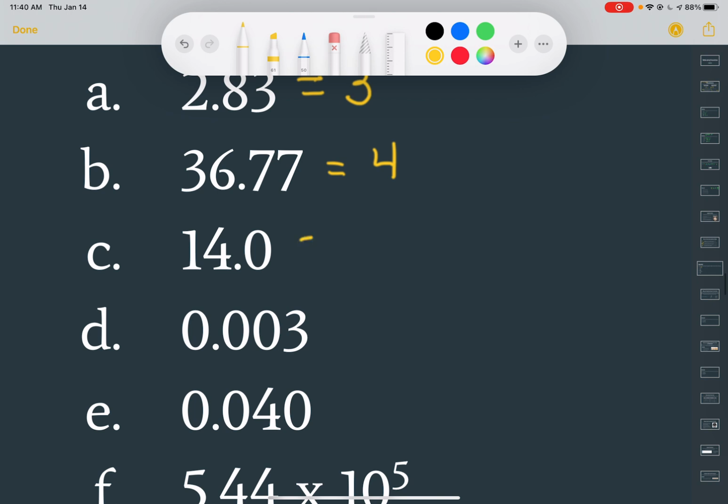This one, 1 is significant, and 4, obviously, they're not zeros. And then there's this decimal 0. One of the rules here was that if a 0 is after a decimal, then it's significant.